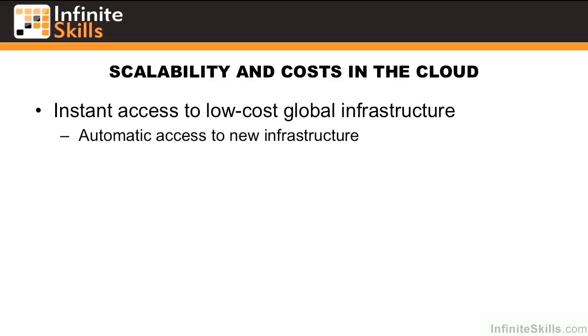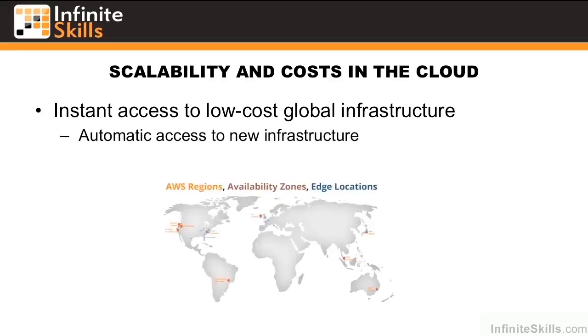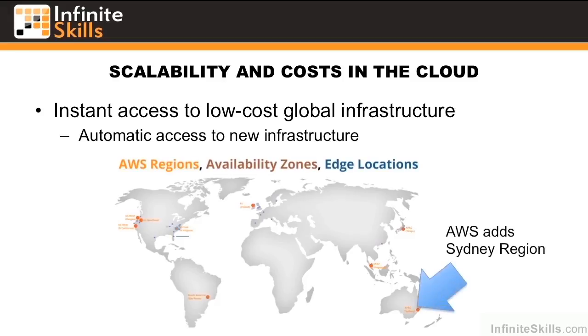Another huge benefit you get is automatic access to new infrastructure. For example, when Amazon added the AWS Sydney region, customers could start using that immediately. This also applies to services and service features. When Amazon comes out with a new service, such as Glacier, or a new feature, such as RRS in S3, you get immediate access to it without having to spend any development cost to actually build the thing. You just start using it and pay for it as a service as you normally would.